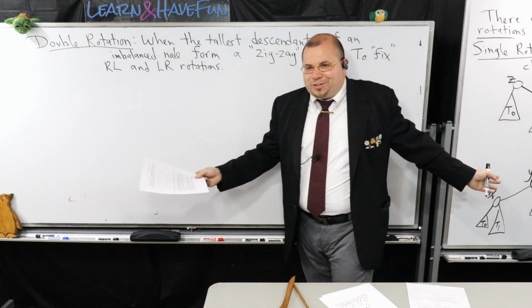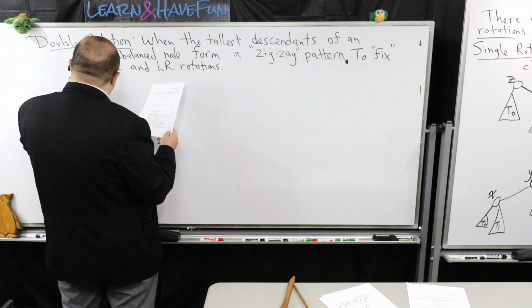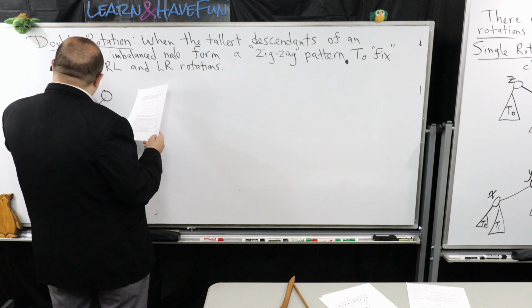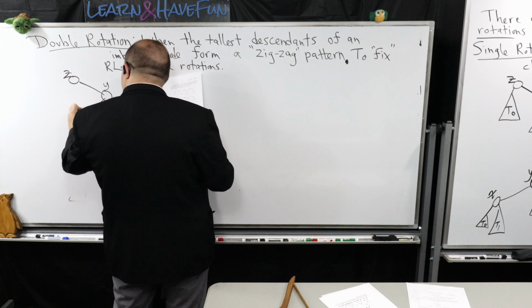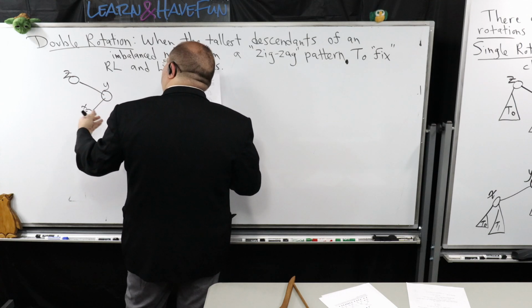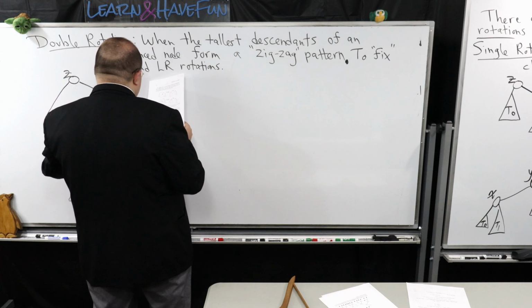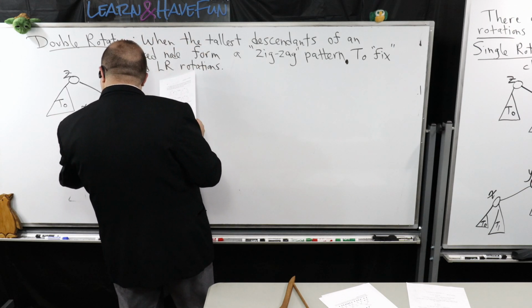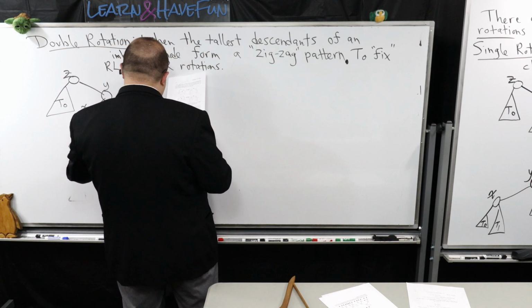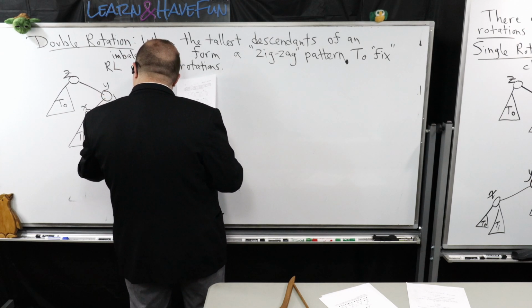I'm going to draw a picture that's very similar to the one we had on the board over there. It's just going to encapsulate the other cases. So I have the three nodes, right? The imbalanced node Z. We have the taller of the two children, Y, and then we have the tallest grandchild of Z, which would be X. Suppose I have T0, and then T1, T2, and then we have T3 like this.